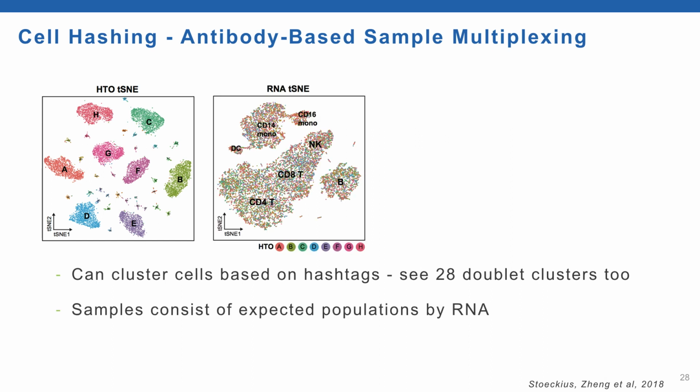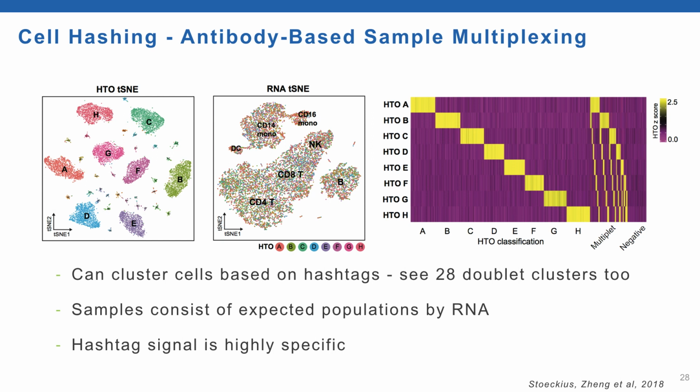The samples all consist of the expected populations by RNA, which is good. It's not affecting the RNA expression, and we've done some pretty extensive tests to make sure that we're not affecting the sensitivity of the systems, and we don't see any drop in UMIs or gene counts per cell with hashed versus non-hashed samples. And the hashtag signal is really highly specific. So if you look here, you can see that cells either have the signal or they don't, and you can very clearly see when a cell is a doublet as well, and what doublet it was.